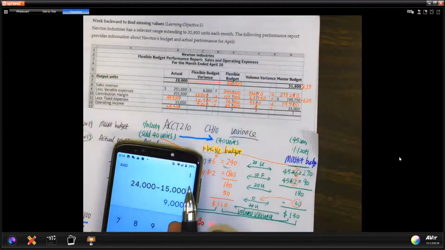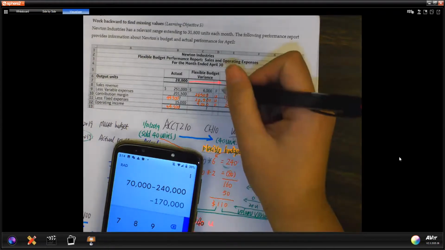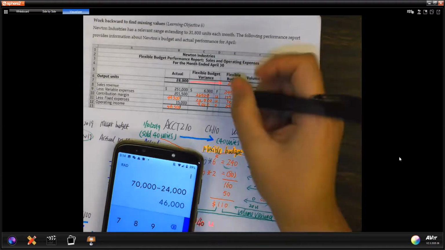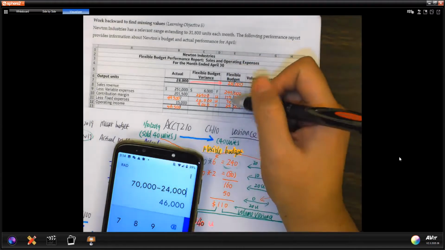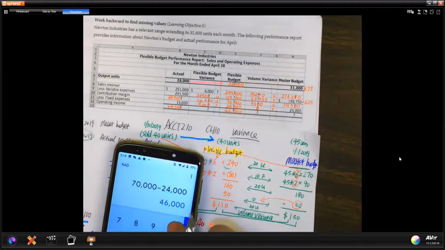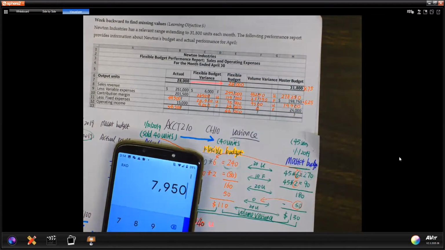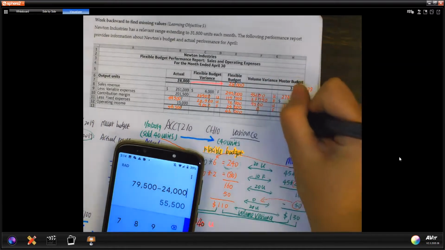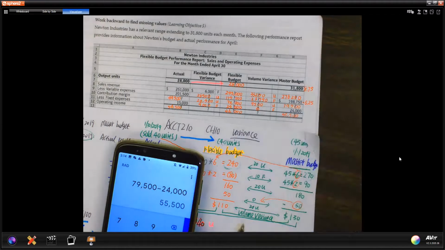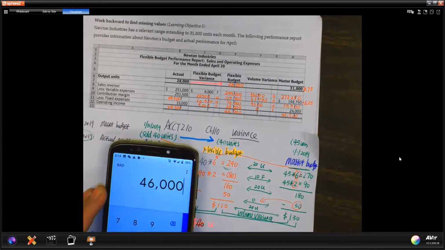So for your flexible budget, the operating income will be the contribution margin minus this. So I do the number first: contribution margin 70,000 minus 24,000. Okay, so your flexible budget operating income will be 46,000. Your master budget will be 79,500 minus 24,000, which will be 55,500.